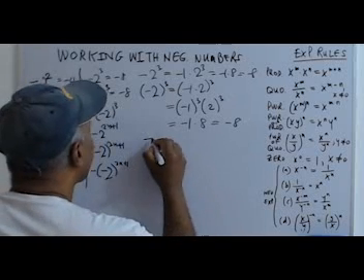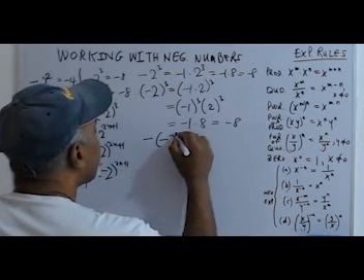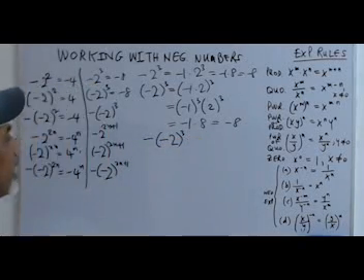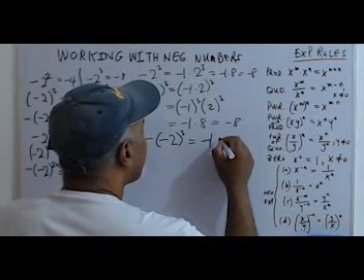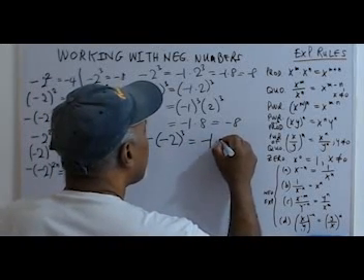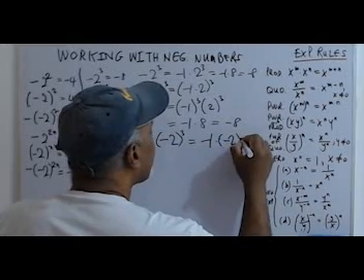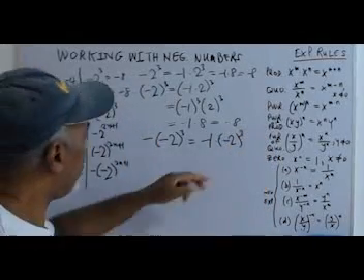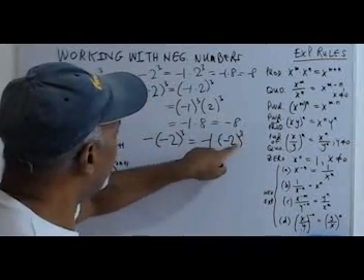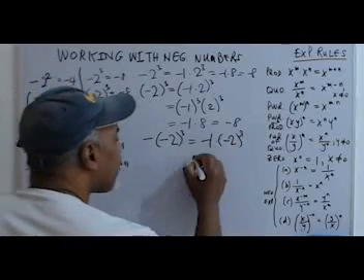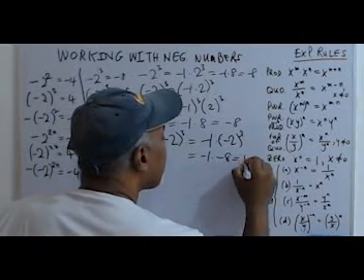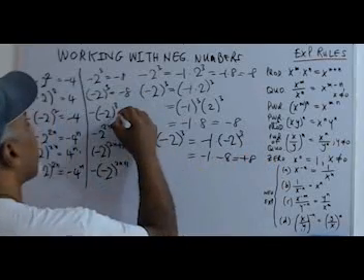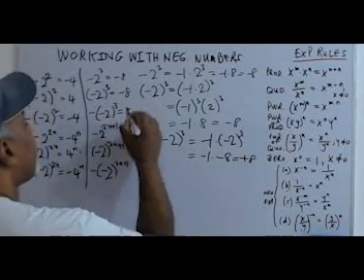The negative of negative 2 cubed, which is negative 1 times negative 2 cubed. But we saw just now that negative 2 cubed is negative 8. So this is equal to negative 1 times negative 8, which is positive 8.